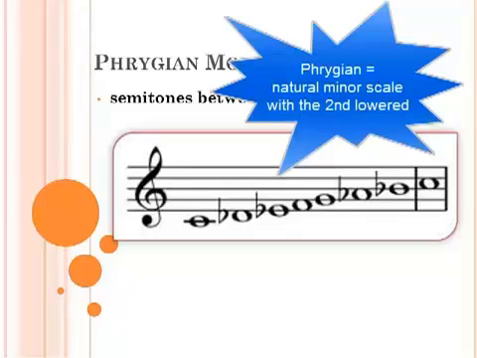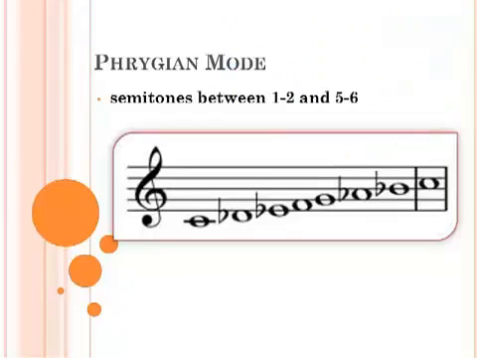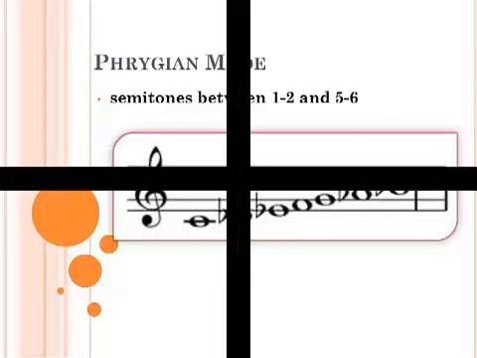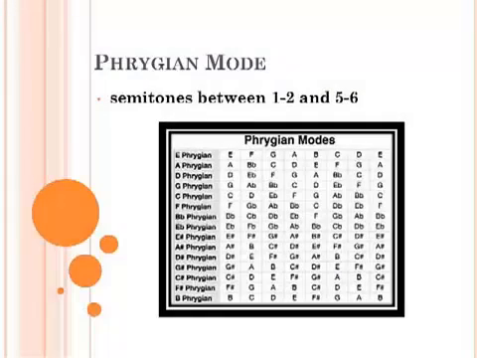This is what the C Phrygian mode sounds like. Like we saw with the Dorian mode, the Phrygian mode can be played beginning on any note within the octave. The final, which is the first note, is before the mode name.